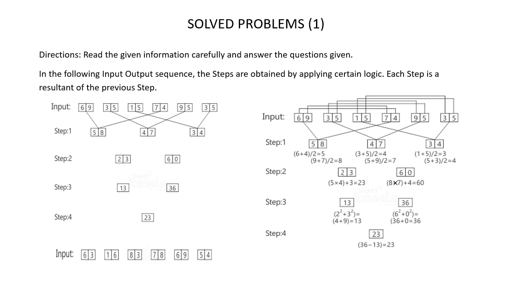Also, the third and the sixth input numbers are connected to get the third number of step 1. Here also you can see that 1 plus 5 is 6. 6 divided by 2 is 3. 5 plus 3 is 8. 8 divided by 2 is 4. So 34 is the third number in step 1. So the numbers in step 1 are 58, 47 and 34.